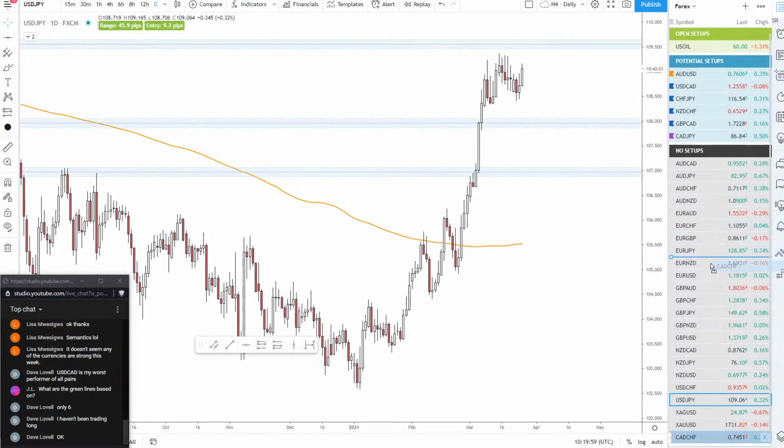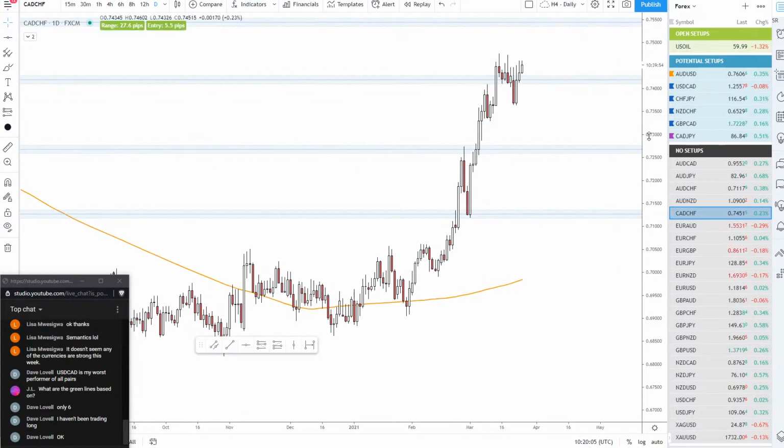USDJPY. So CADJPY for some reason was at the bottom of my list, so I'll bring it to the top, and there's nothing on there. Right, so let's do a quick summary, guys.